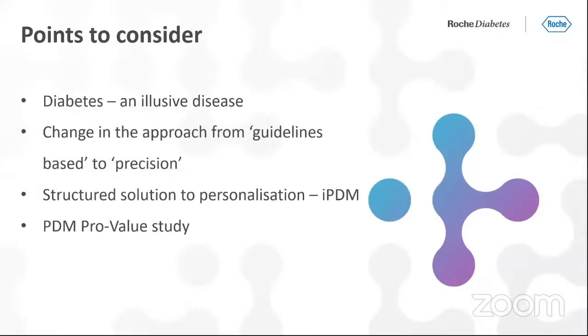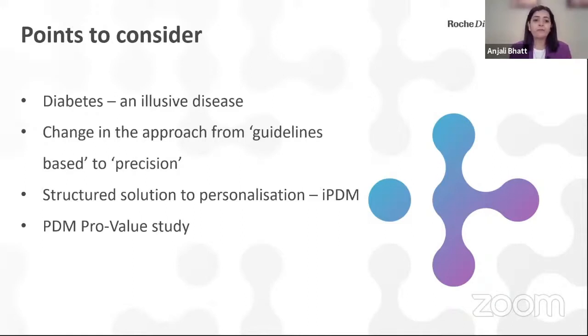So let's see what we are going to talk about. We are going to talk about diabetes, an elusive disorder. In spite of all the efforts, let's see where we are in management of diabetes. Change in the approach from guideline-based to a precision medicine where the individual patient is taken into account, including all the factors apart from medications. We can have a structured solution to personalization, because personalization isn't easy, and it takes a long time, it takes resources, it takes tools, it takes education, it takes awareness, it takes mental health of the doctor itself. So we're going to need a direction or a structured solution to personalizing.